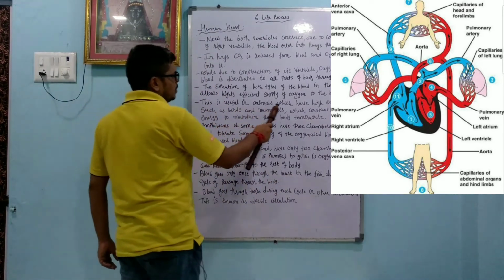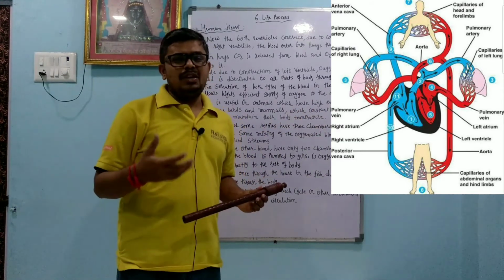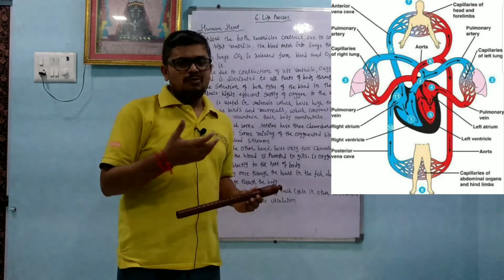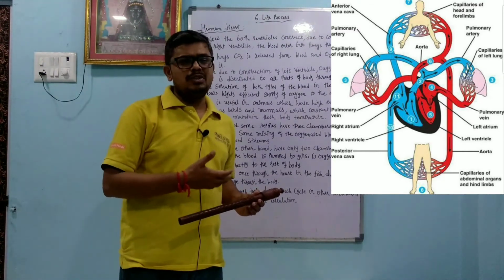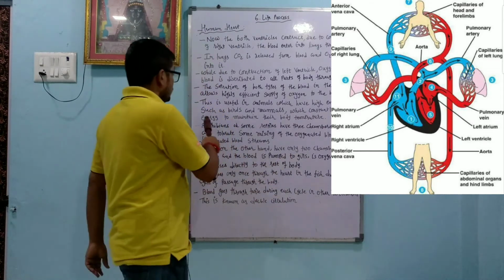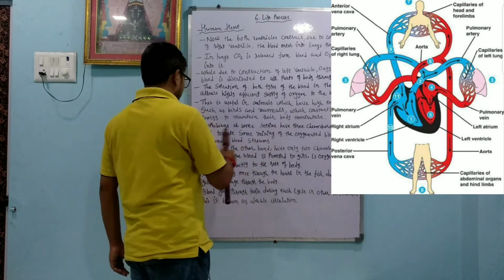This is useful in animals which have high energy needs. When we need a lot of energy, at that time we also need oxygen in more amount. So animals like birds and mammals need more energy. In them, the 4-chamber heart is very useful, such as in birds and mammals, which constantly use energy to maintain their body temperature.